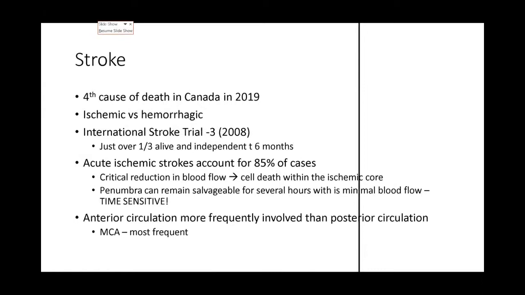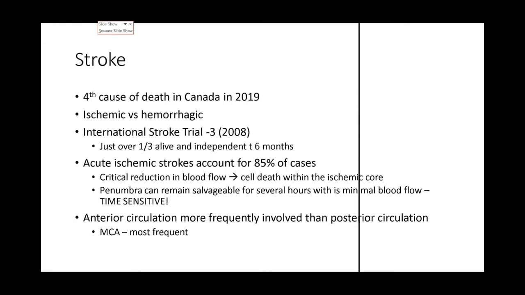Strokes, as you know, are pretty common. From Statistics Canada, stroke was known to be the 4th cause of death in Canada in 2019. There are 2 kinds of stroke, ischemic and hemorrhagic. In 2008, the International Stroke Trial showed that after 6 months, just over 1/3 of people who had strokes were alive and independent.